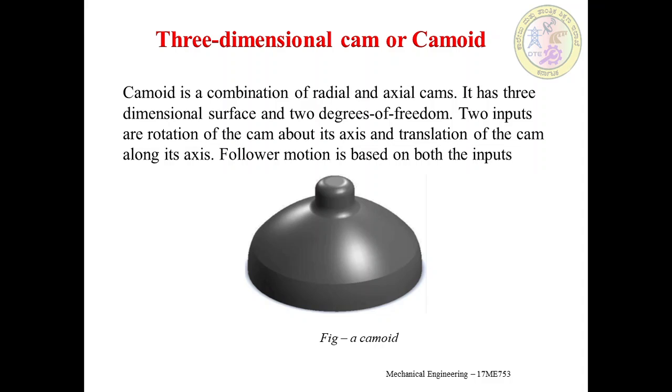And then this is the three-dimensional cam, also called comoid. As shown in the sketch, the comoid is a combination of radial and axial cams. It has a three-dimensional surface and 2 degrees of freedom. The two inputs are rotation of the cam about its axis and translation of the cam along its axis. The follower motion is based on both the inputs, as shown in the sketch.